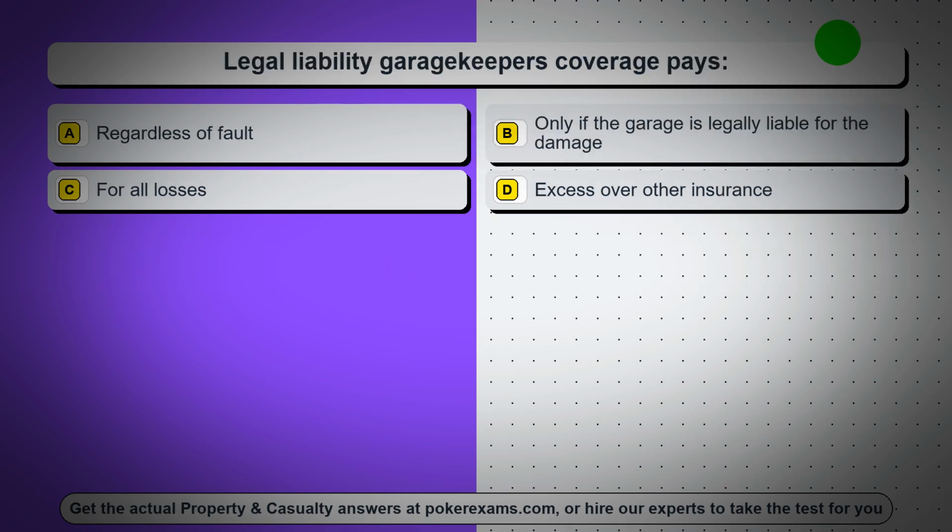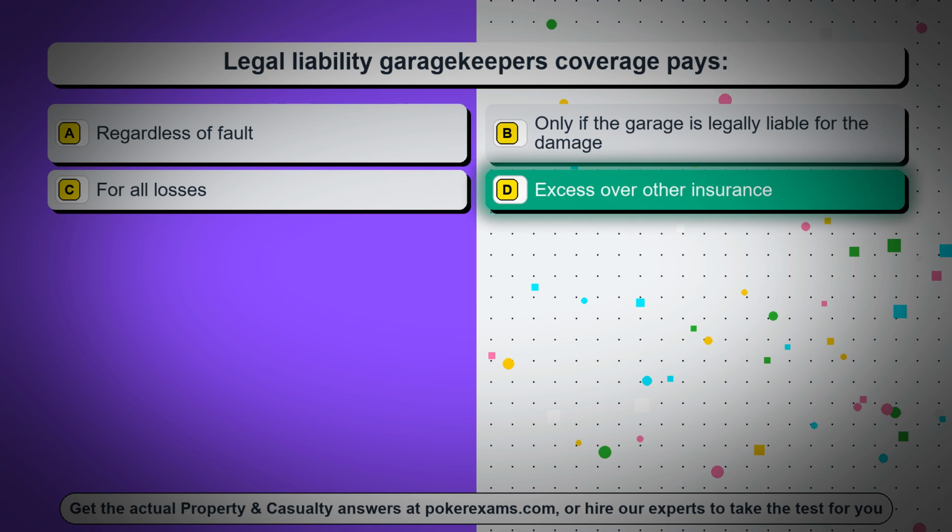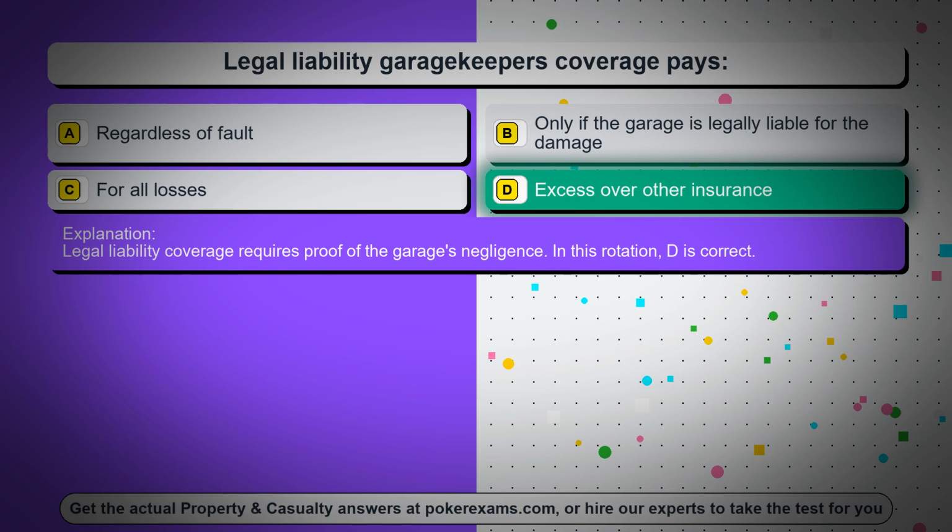Question 17. Legal liability garage keepers coverage pays, option A, regardless of fault, option B, only if the garage is legally liable for the damage, option C, for all losses, option D, excess over other insurance. The correct answer is option D, excess over other insurance. Legal liability coverage requires proof of the garage's negligence. In this rotation, D is correct.